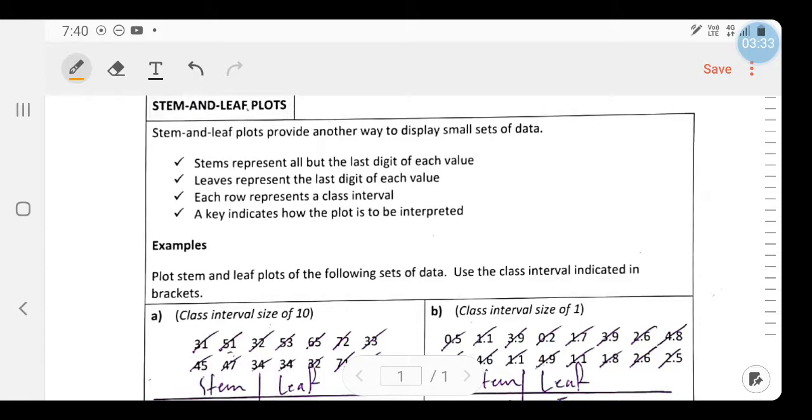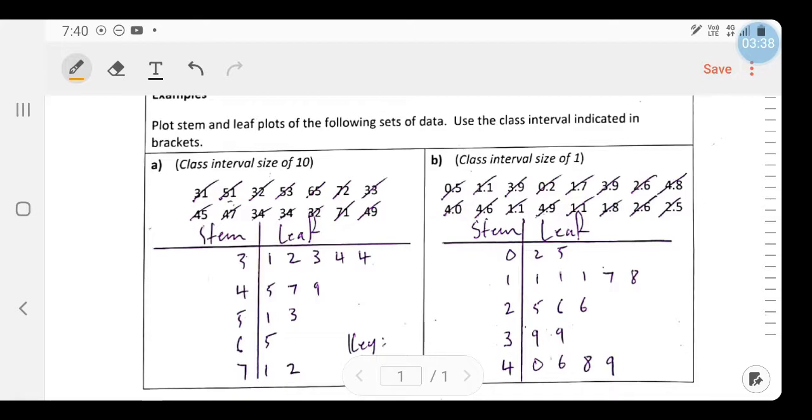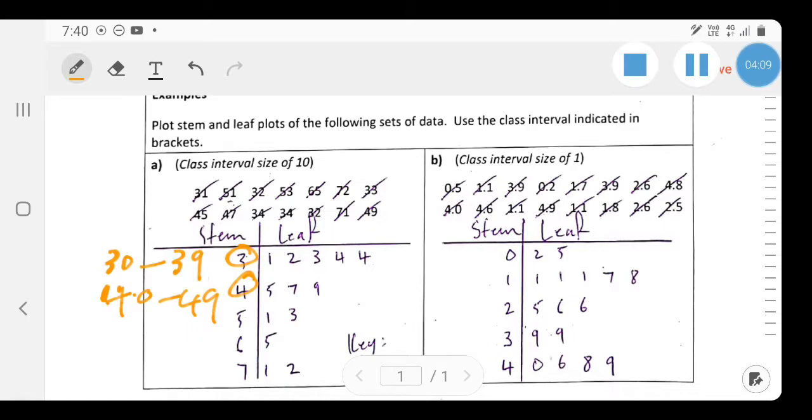And the stems basically are the same thing as a class interval on a grouped data frequency table, okay? So looking here for a moment before we actually do the problem, this stem here represents the class interval 30 to 39. And then as soon as a number is in the 40s, it belongs down here. So that's the class interval 40 to 49, and so on.